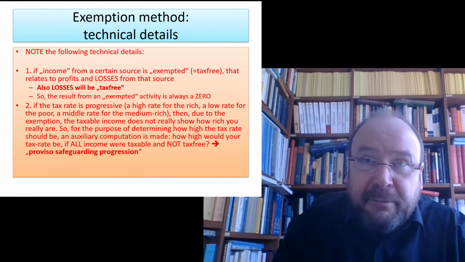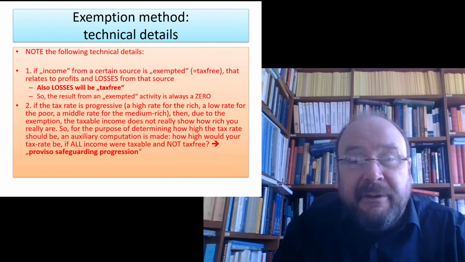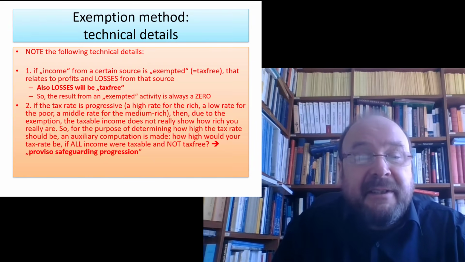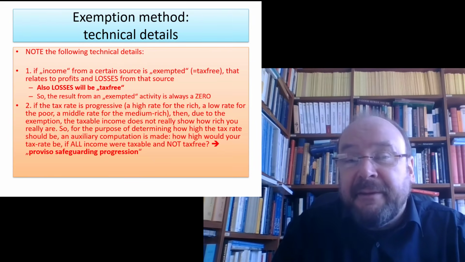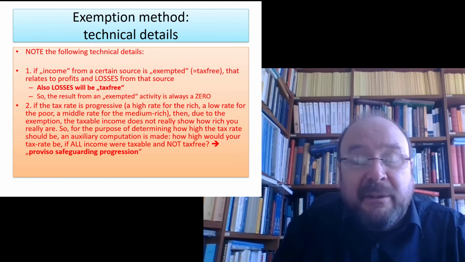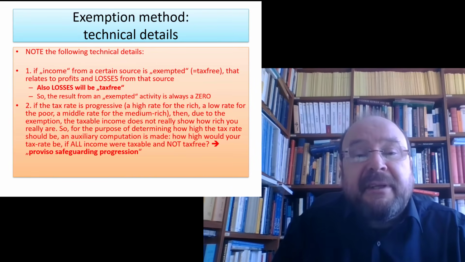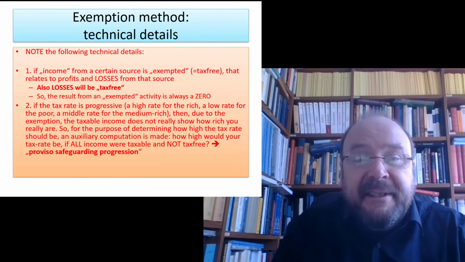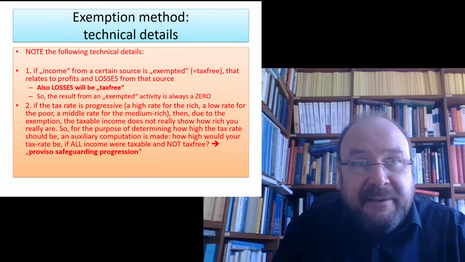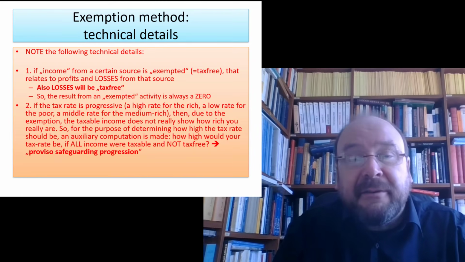When somebody is very poor, the tax rate should be very low. And when somebody has an income situation somewhere in the middle, the tax percentage should be somewhere in the middle. Now, your and my problem is when you have tax-exempt income, then your taxable income, so what you have to pay taxes on in Germany, does not reflect your total wealth correctly.